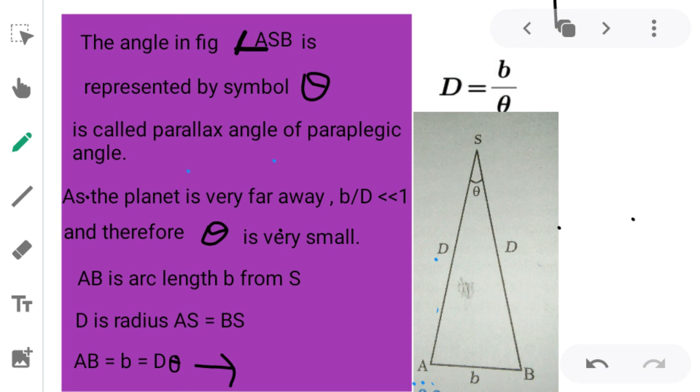Parallax method means, if you close your left eye and see through your right eye at a far off distance, and put a point on the paper, and then close your right eye and see through your left eye, and again put a point, the difference you get is known as the parallax. So this is the parallax method.